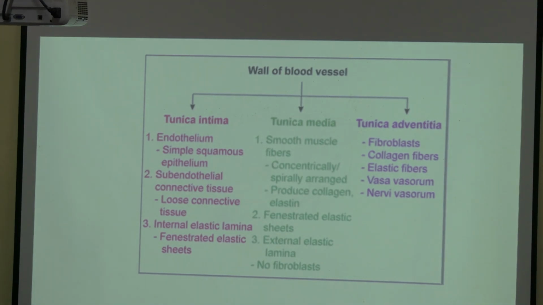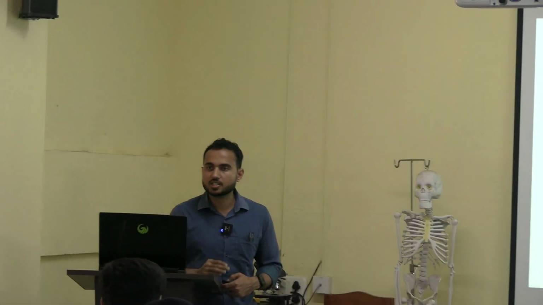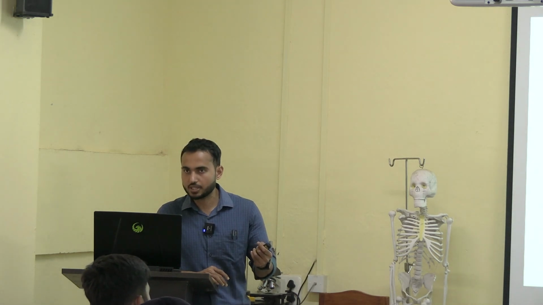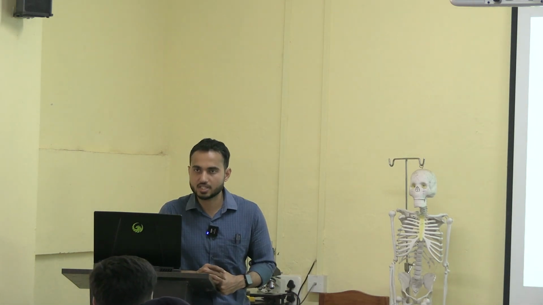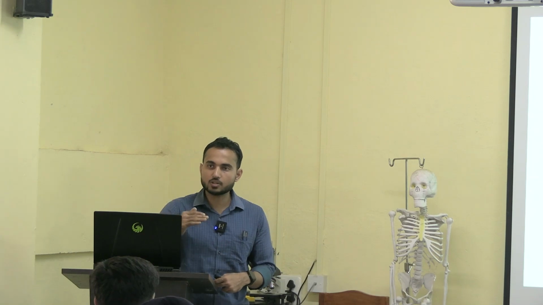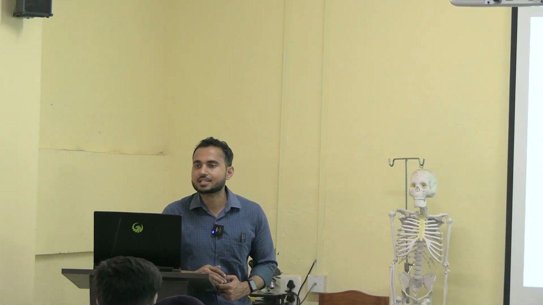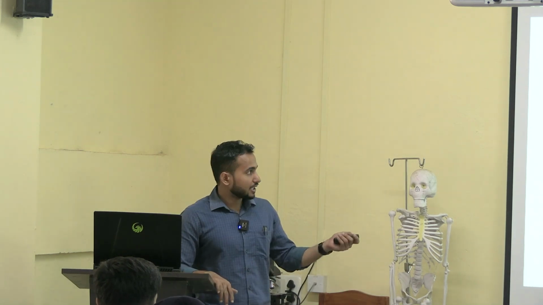Now, where the subendothelial connective tissue ends, in that part we get the internal elastic lamina. Now how is it formed? It is formed by fenestrated elastic sheets. That means elastic fibers together will form sheets of elastic fibers. They are fenestrated, which means small or tiny microscopic pores are present. These are called fenestrated elastic sheets. So they are present just below the subendothelial connective tissue, forming the internal elastic lamina. Below the internal elastic lamina, the tunica media starts.